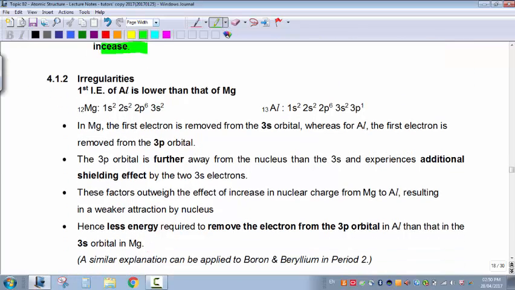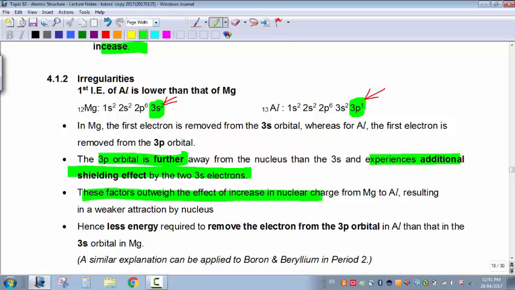Now, take a look. The electron to be removed from magnesium is from here, 3s2. Whereas the electron to remove from aluminum is from 3p1, which is slightly further away. The 3p orbital is further away, and it experiences additional shielding effect by the two 3s electrons. These two factors outweigh the increase in nuclear charge from magnesium to aluminum, resulting in weaker attraction by the nucleus.